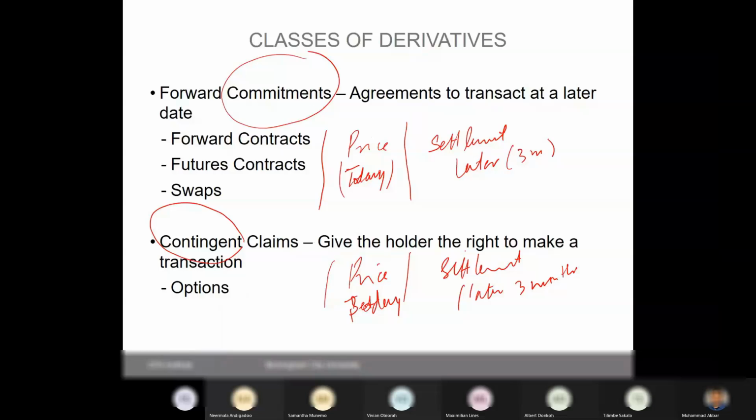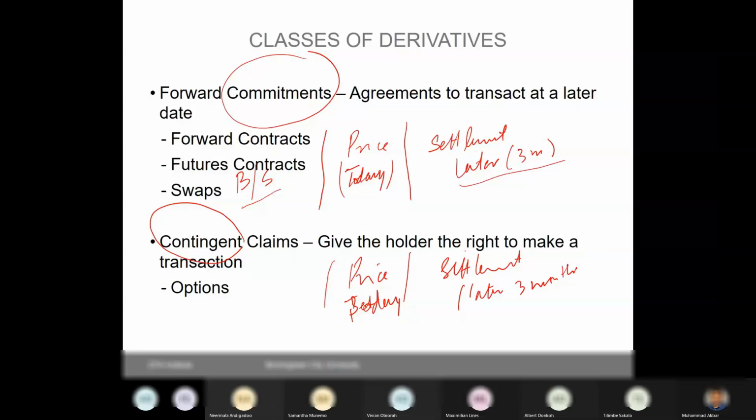Commitment means that both the buyer and the seller have a commitment, or you can say an obligation, to deliver on the contract. The buyer will have to pay the money and the seller will have to deliver the good. So both have the obligation to honor the contract on the due date, that is 3 months later. So both parties have obligation.